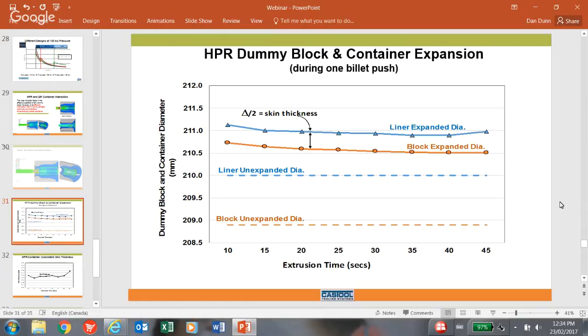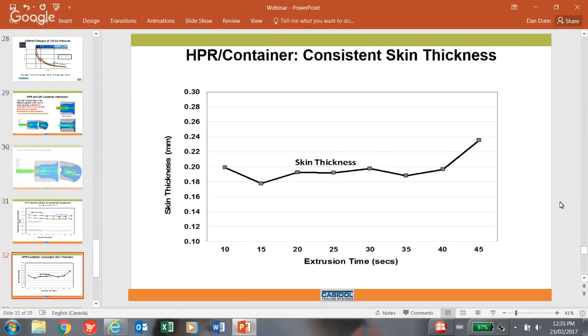Under pressure, we witnessed that the dummy block expanded goes to 210.5 to 210.7 and is consistent throughout the extrusion time of 45 seconds. Second to that, we can see on the blue line, the liner at the expanded diameter as well is consistent. This is how we can control billet skin, which is type 1 or type 2 inflow. When we observe and we measure that billet skin later, we can see a very consistent liner skin after 45 billets. This narrow fluctuation of billet skin is instrumental in obtaining good, consistent surface finish on the extrusion.